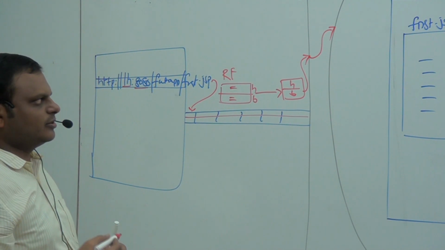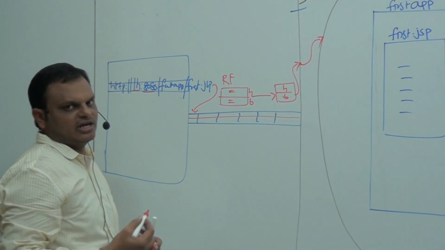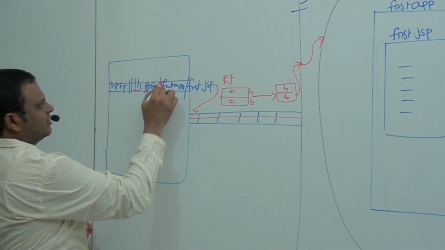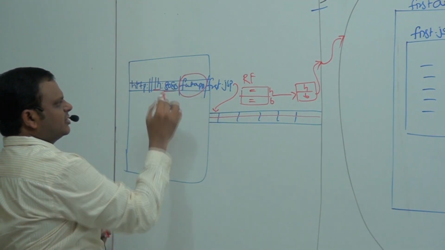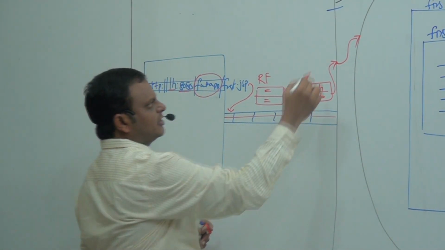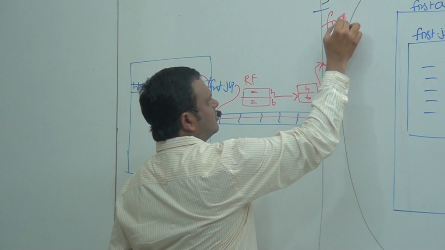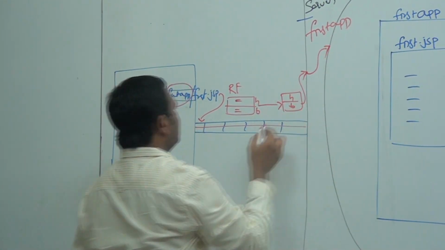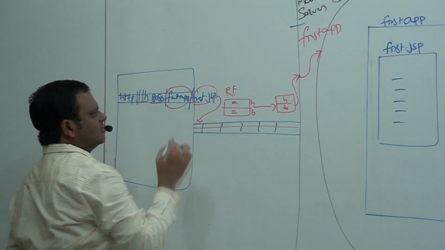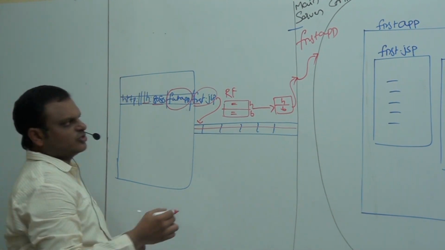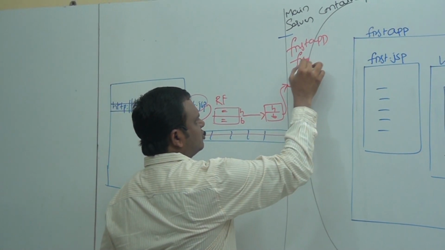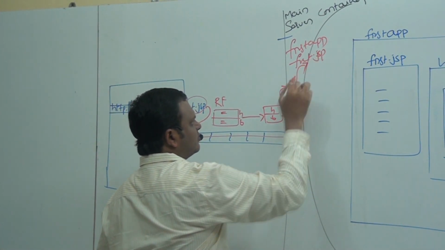Here, what is the job of the container? The container will identify what exactly the application name is. The application name that we specified here is first app. Next, what exactly is the resource name we specified here? That resource name is the first.jsp page. So the resource is first.jsp.